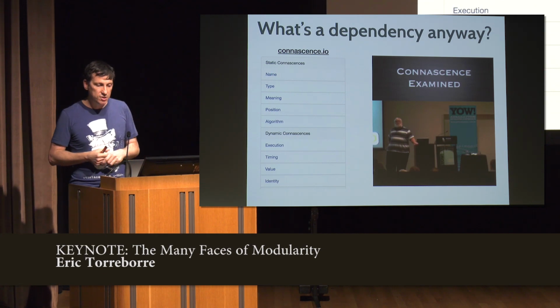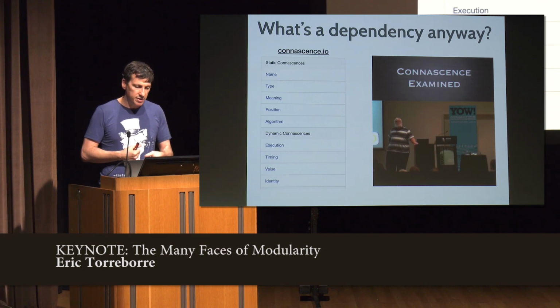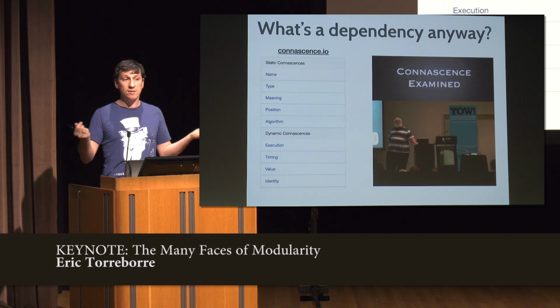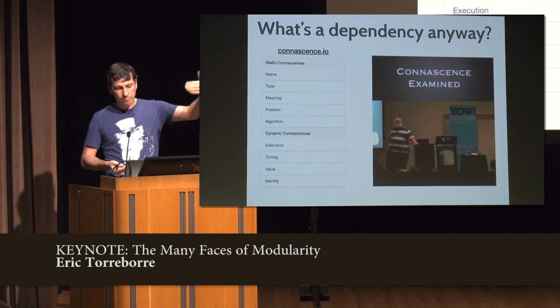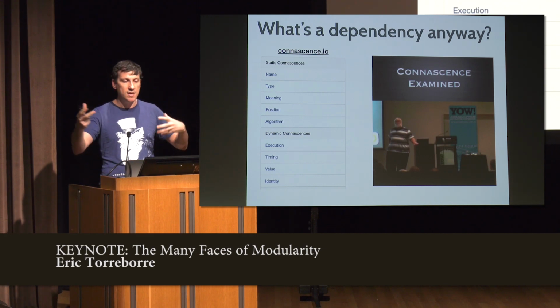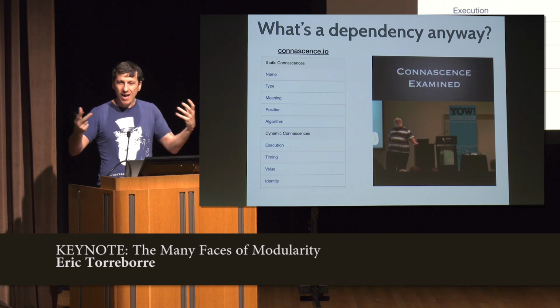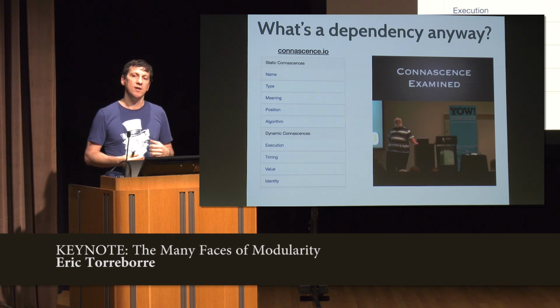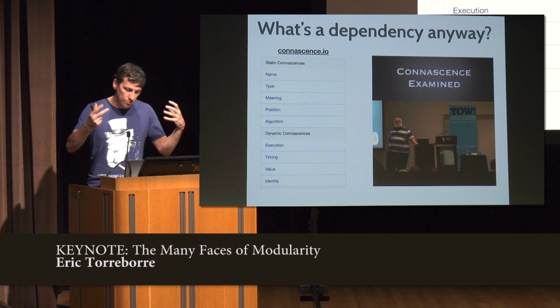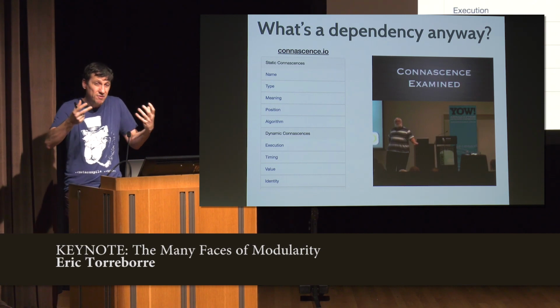So this is a presentation that was done at Yale, and there's a website called connaissance.io where people listed a bunch of ways that two pieces of software can have some interaction even at distance, because they have to know things about each other. And there are many ways where two pieces of software can effectively be related to each other.